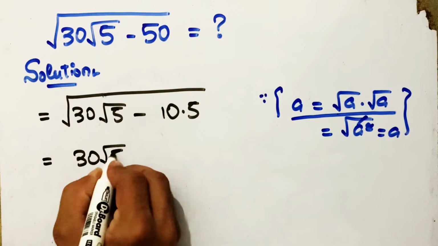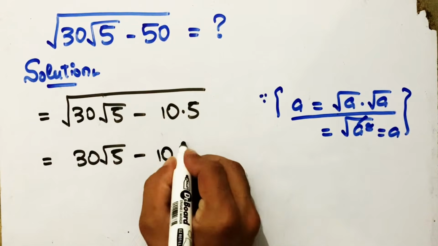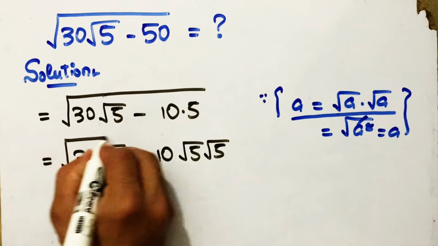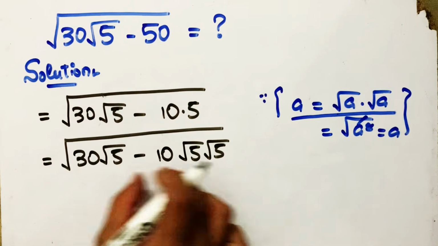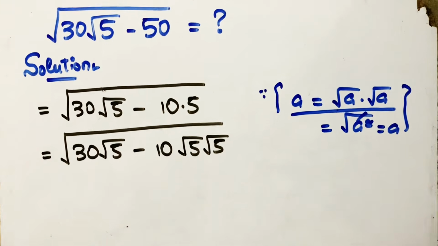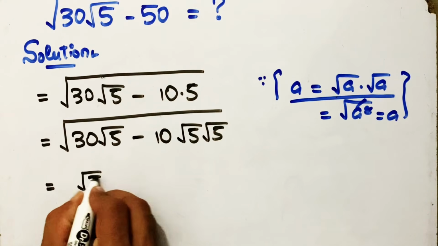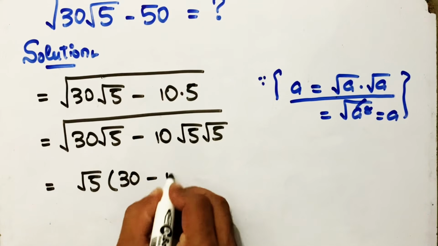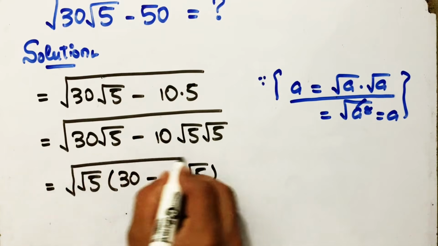So our equation becomes the square root of 30 square root of 5 minus 10 times 5, where 5 becomes the square root of 5 into the square root of 5. So we have the square root of 5 in both terms, and I take the square root of 5 common. So our equation is the square root of 5 times 30 minus 10 times the square root of 5, whole square root.